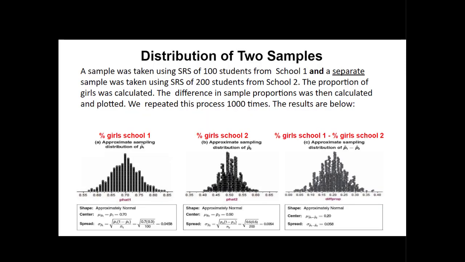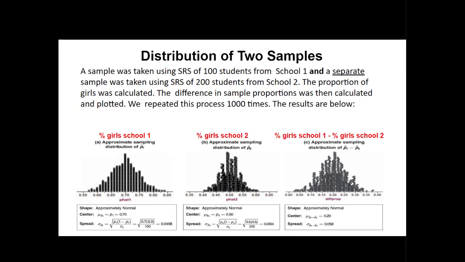So now that I've reminded everyone about the benefits of having the normal distribution, let's see how we can use those benefits to compare 2 different samples. So let's look at this. A sample was taken using simple random sampling, SRS, of 100 students from school 1, and a completely separate sample was taken using SRS, that's simple random sampling, of 200 students from a different school, school 2. The proportion of girls was calculated. So they figured out what percent of the sample is girls.